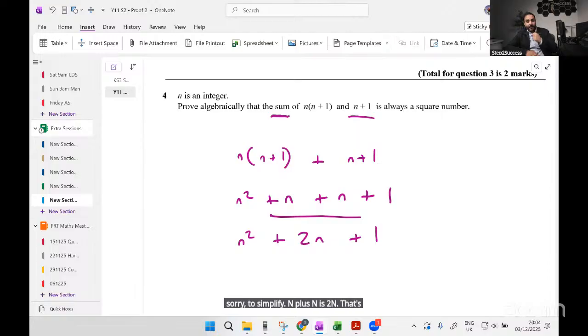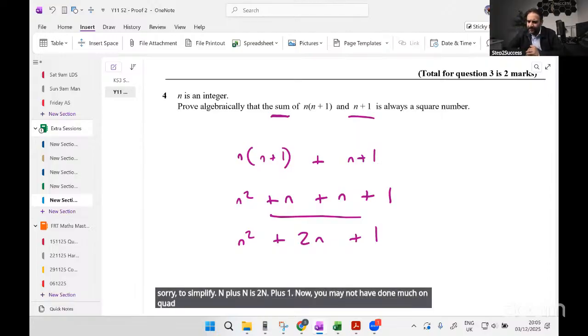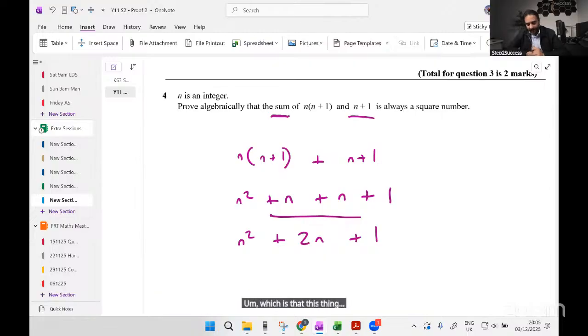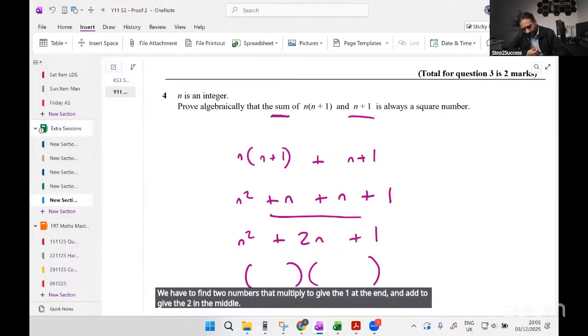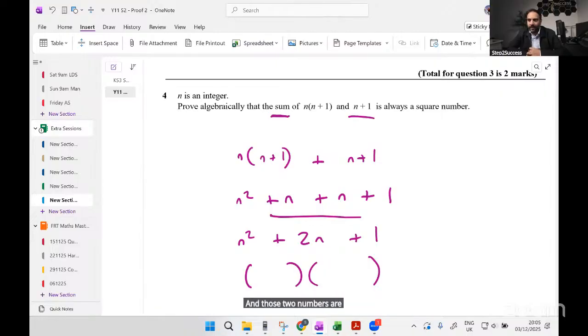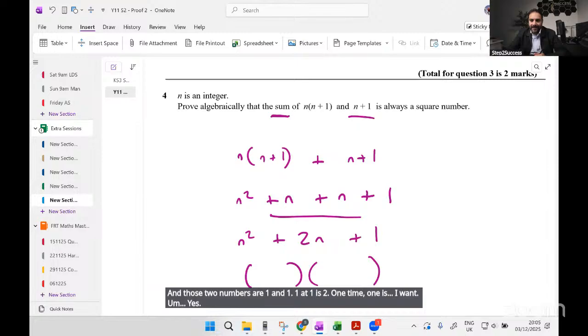Plus 1. Now, you may not have done much on quadratic equations, but if you're in year 11, you should be comfortable with this, which is that this can factorize into two brackets. We have to find two numbers that multiply to give the 1 at the end and add to give the 2 in the middle. Those two numbers are 1 and 1. 1 add 1 is 2, and 1 times 1 is 1. Yes, the year 10 surds and indices booklet, I'm going to do it after this question. n plus 1, n plus 1 is what that becomes.